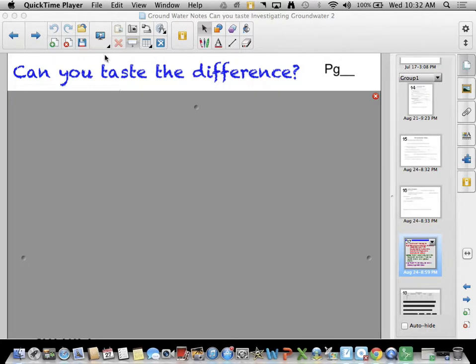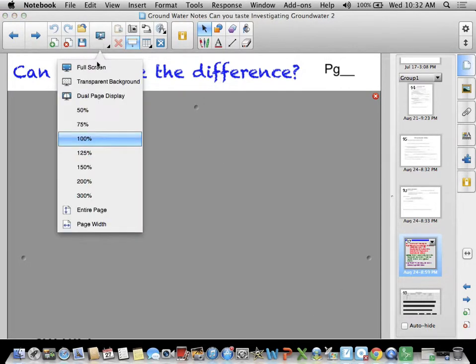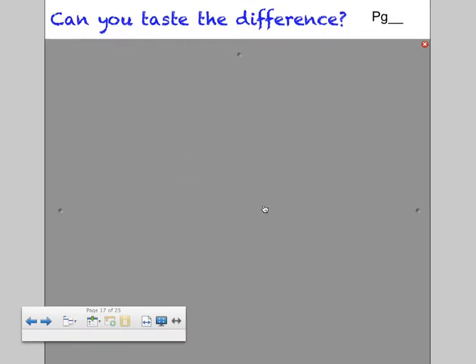All right. You should have your binders open to page 8, which would be, can you taste the difference? Yeah.